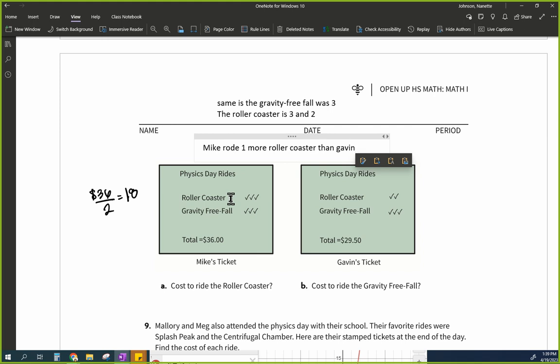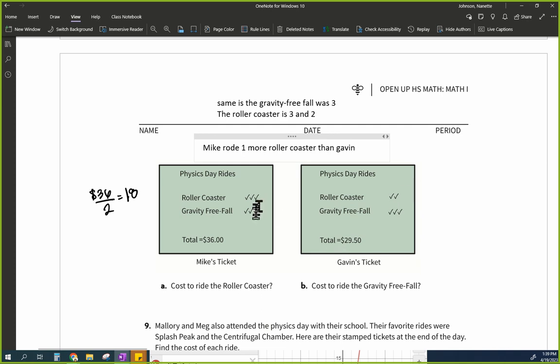Sorry, I'm just writing down your awesome explanations. Okay. So is everybody comfortable with these two things? They both rode the gravity free fall 3 times. Check, check. Someone else says the difference is the roller coaster: Mike rode it 3 times versus Gavin rode it 2 times. Someone succinctly says, the only difference is that Mike rode the roller coaster 1 more time than Gavin.